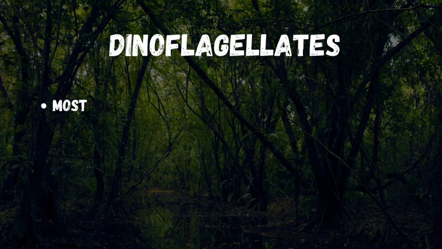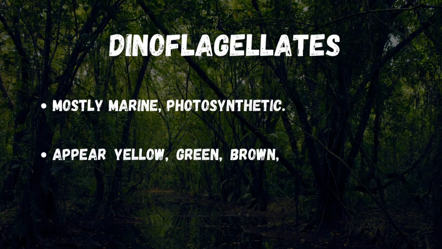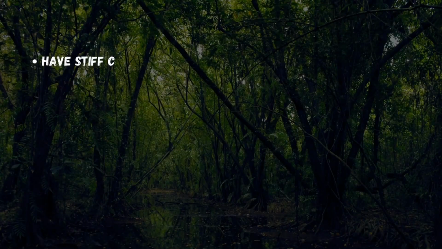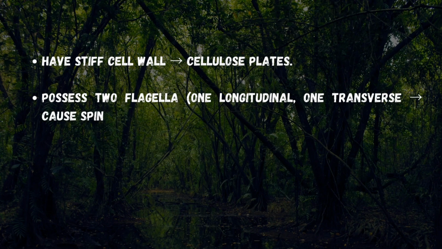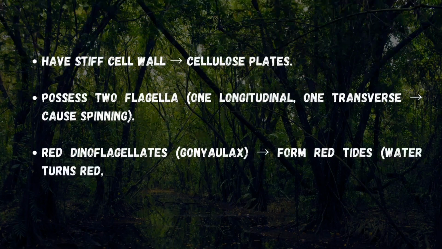Dinoflagellates. They are mostly marine and photosynthetic organisms. They appear yellow, green, brown, or red, depending on pigments. Dinoflagellates have a stiff cell wall made up of cellulose plates and possess two flagella, one longitudinal and one transverse, that help in spinning movement. Some red dinoflagellates like Gonyaulax cause red tides, turning the seawater red and killing fish.